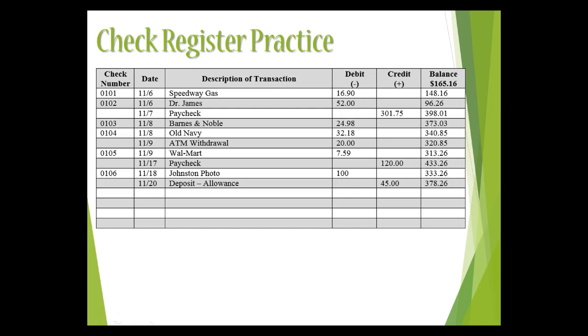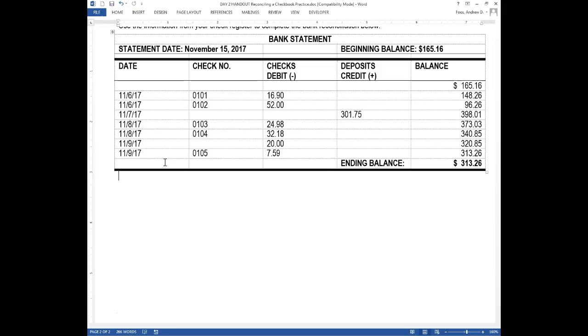Those dates are going to be important here in just a second. The reason that date is important is because when you receive a bank statement from your financial institution, they're only able to tell you what's happened in your account up until a certain date. So in this case, our bank statement says we have $165.16 in the account as of the beginning of the month.